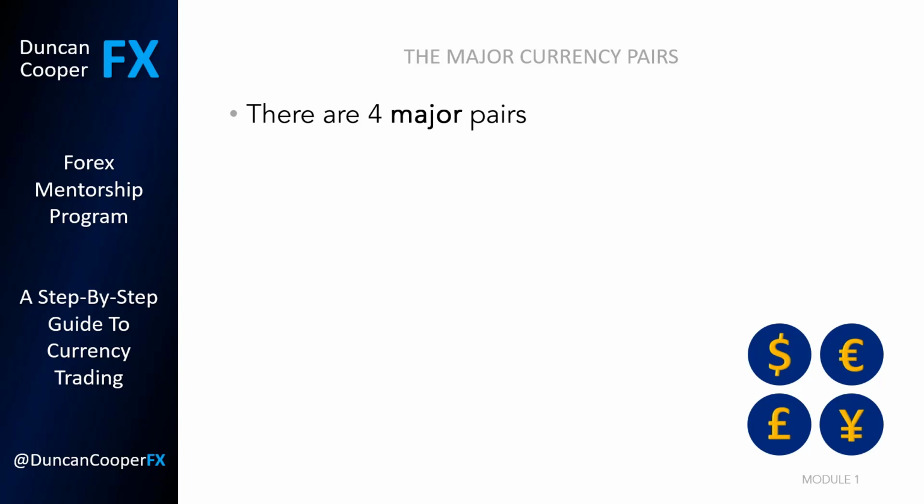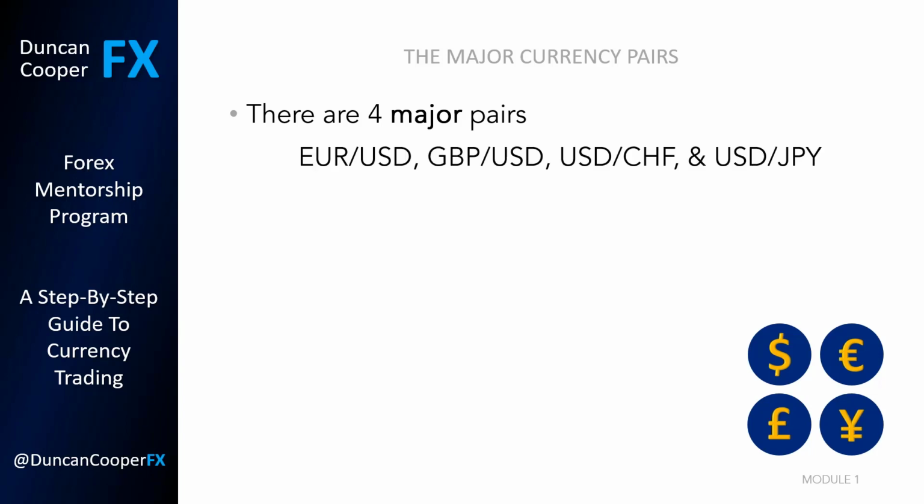Now that we know what a currency pair is, we'll go through the major pairs. There are 4 major pairs: Euro to the US dollar, Pound to the US dollar, US dollar to the Swiss franc, and the US dollar to the Japanese yen.